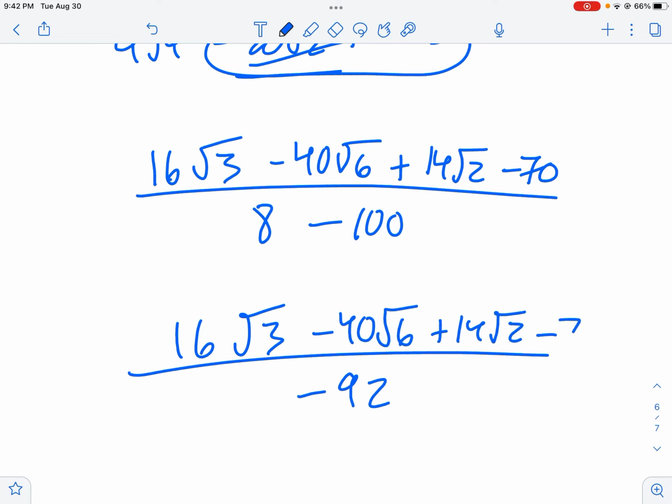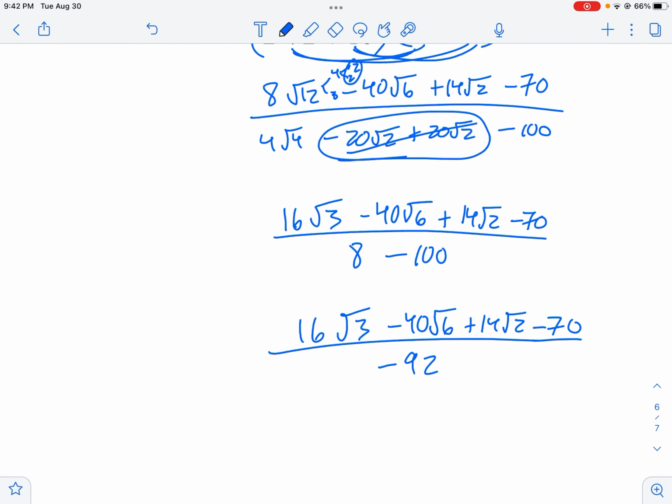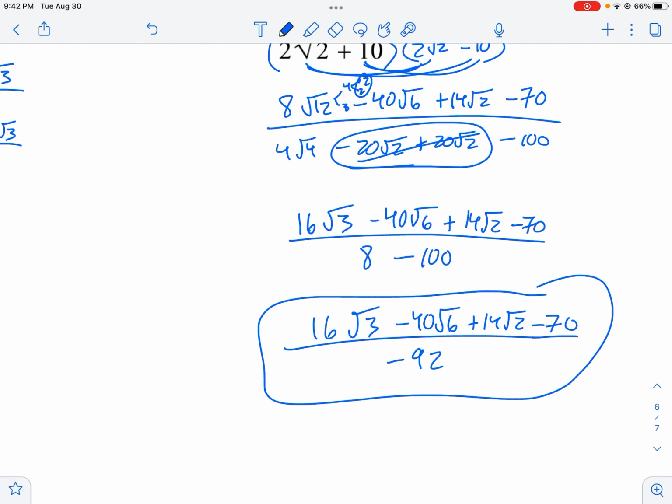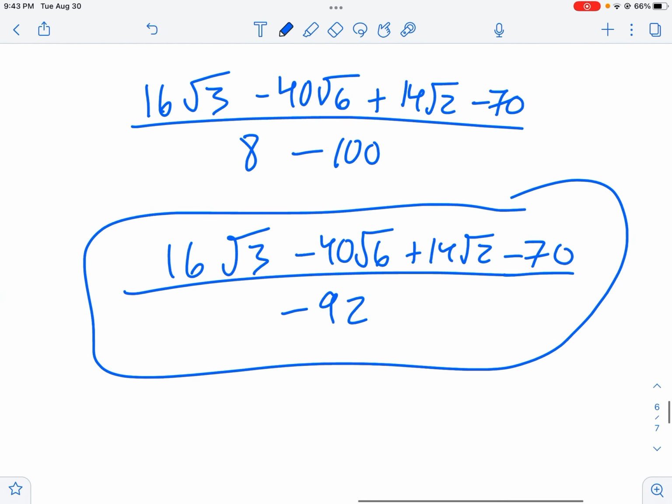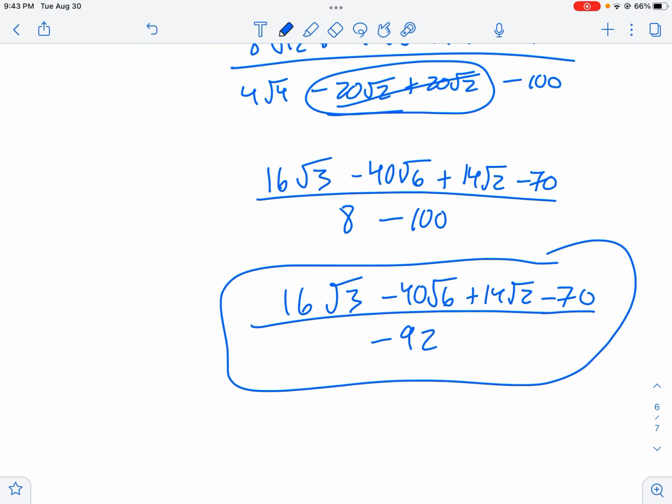I know it kind of looks bad. It kind of looks worse than what we started with. But in the denominator, there are no more radicals. And so we have successfully divided by our radical. We've rationalized the denominator. Woof. Yeah, so that's a mess there.